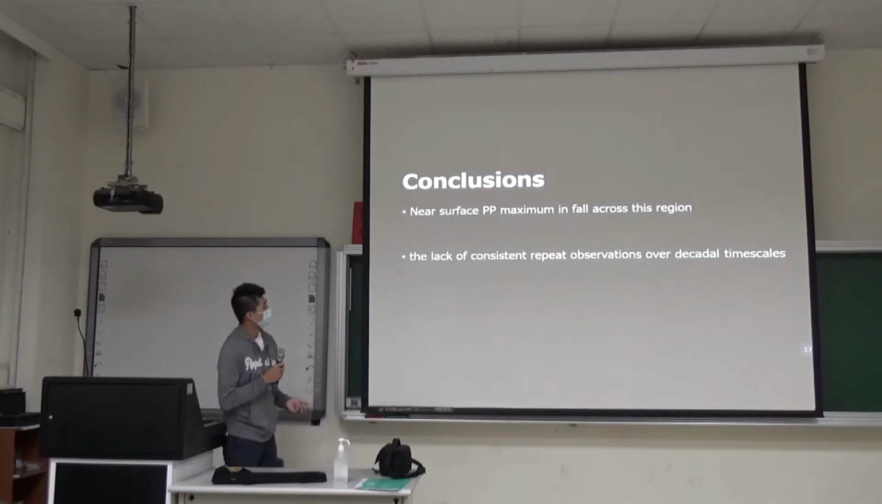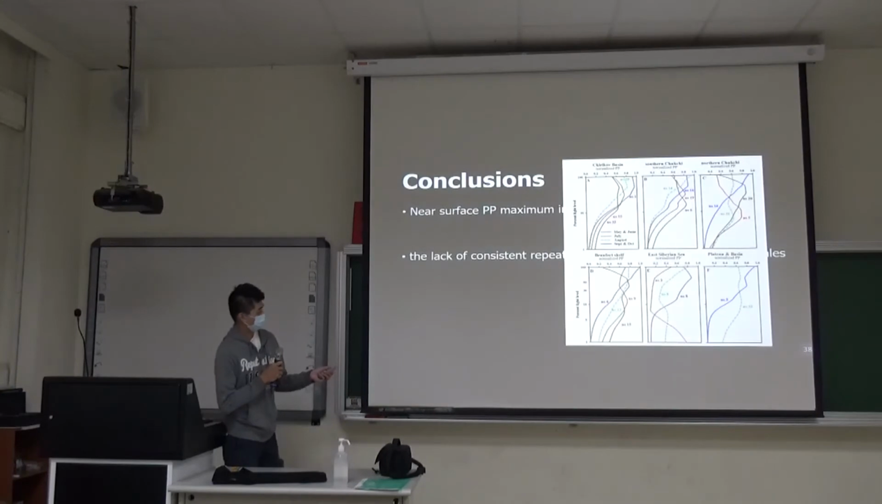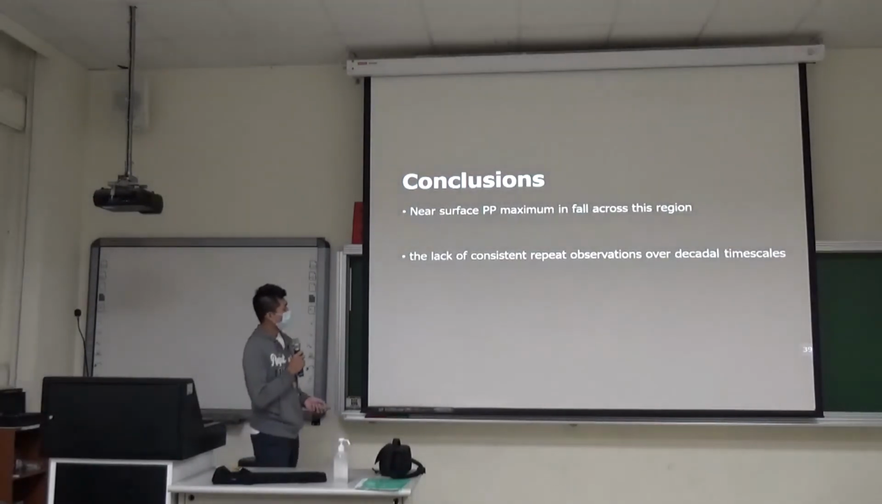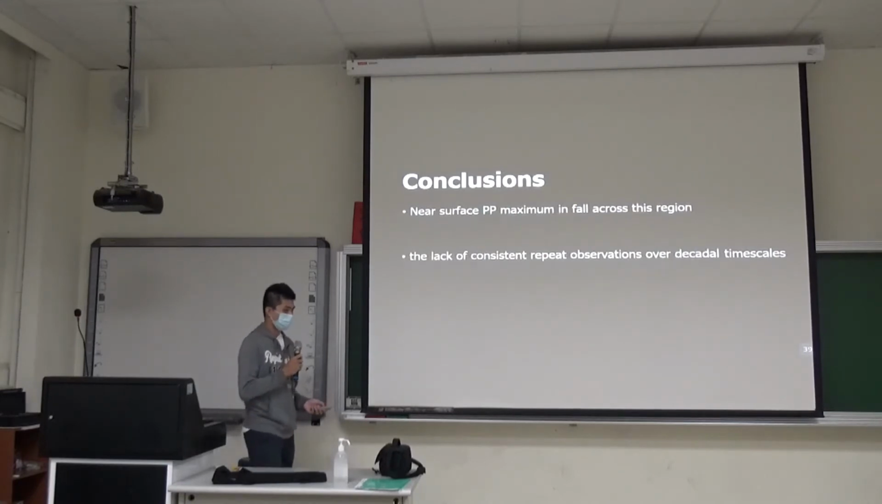Near surface PP maxima is across these regions, and here in this area, you can see just in the blue part, you all have the maxima at the surface. So the next is the depth of the constant repeat observation of decadal trend. Because we want to know the decadal trend, we need to repeat observations, but in this area we still don't know because we have fewer repeat observations. So this is the end of our pictures.